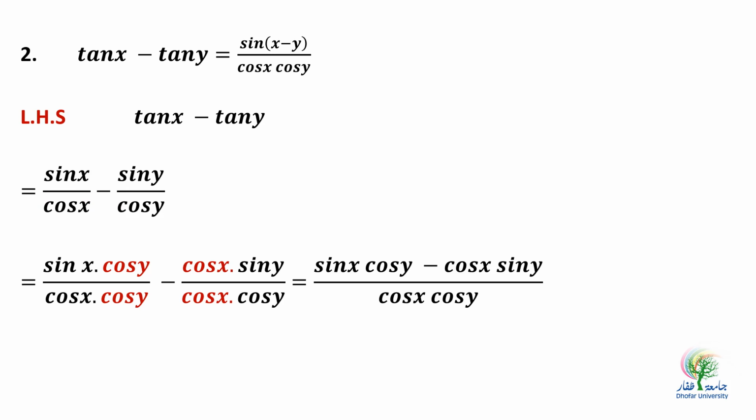And we will get the same denominator, sine x cosine y minus cosine x sine y. This is the formula for sine(x minus y), which is the right hand side, and it is proved. We proved it.